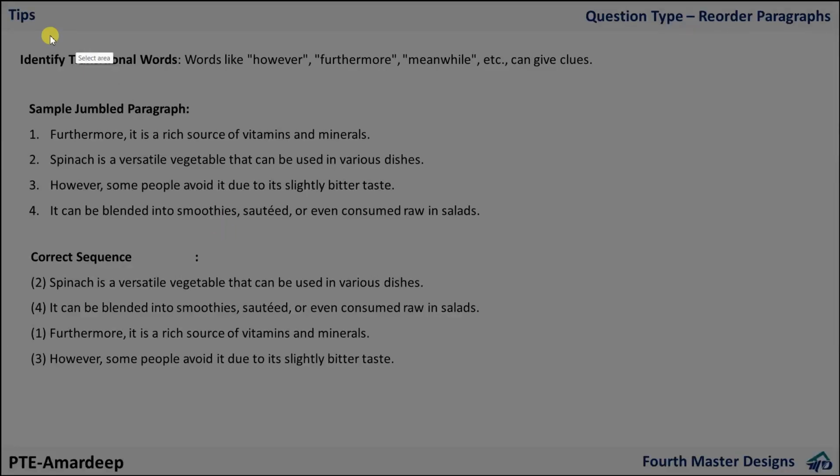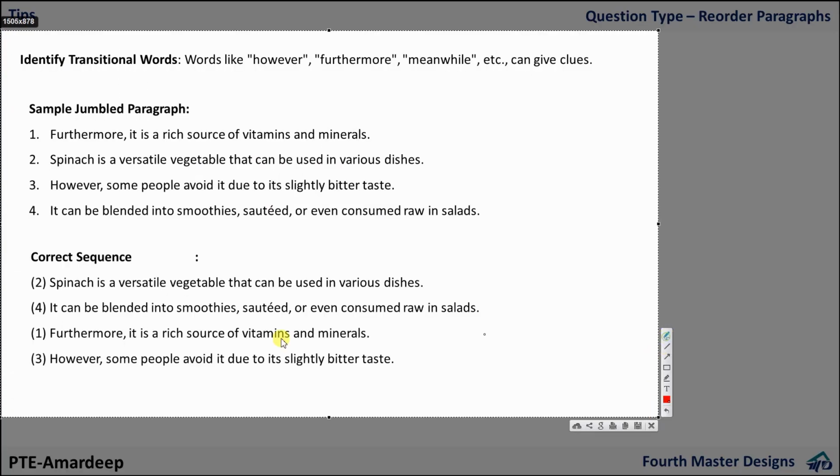Now, how did this help me? Transitional words. I got to know that this cannot be my start. However, because it is a contrasting idea, it has to be after some sentence. Then furthermore, it has to be after another sentence. It can be blended. It has to be after another sentence. Why? Because it is referring to something. Okay. So I was sure that first, third, and fourth cannot be my start. This is going to be my start. Now, however, some people avoid it. I need to have a sentence which talks about the usage, which talks about some people using it for something, for some purpose. Now, it can be blended into smoothies. This is coming.